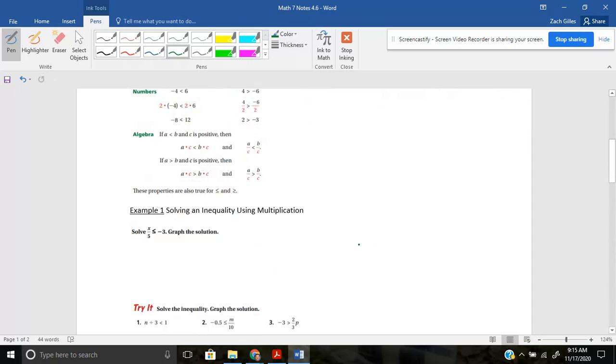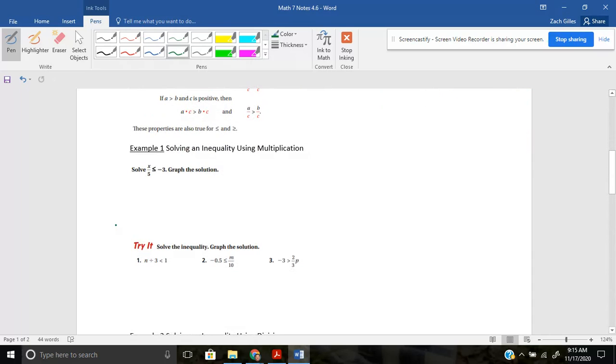All right, let's try an example. Solve x divided by 5 is less than or equal to -3. What is being done to my variable? It's being divided by 5. To undo that, I would multiply by 5 on both sides.